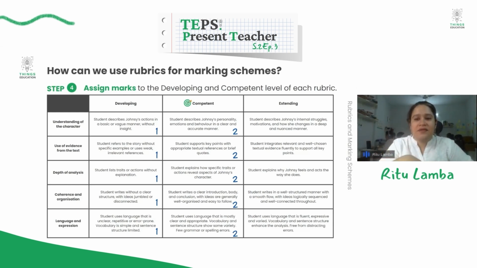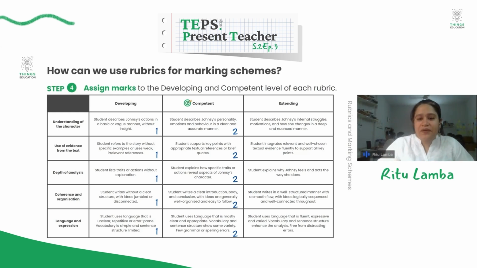You've talked about the internal struggles, you've written very fluently, you've chosen really relevant evidence. Whatever the rubric says, you can give them written feedback to acknowledge that they've done that. So those are a couple of different options of how you can deal with the extending level. But keep in mind that competent is where your students will get full marks.